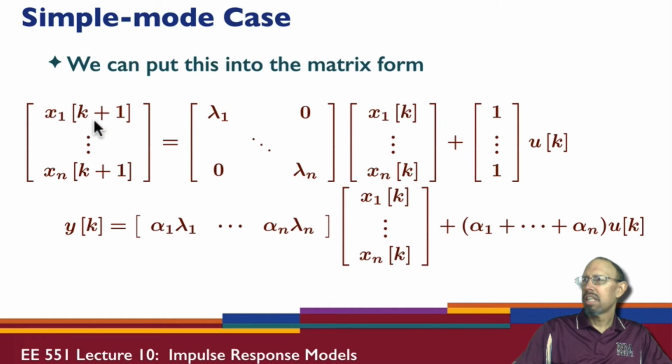So we get all of the x's at the next time is equal to a matrix times all of the x's at time k, plus 1s times u in all of these cases. Similarly, we can write y out this way, and we now have a state model for the system with the impulse response that we showed. And it will be of this form in general.